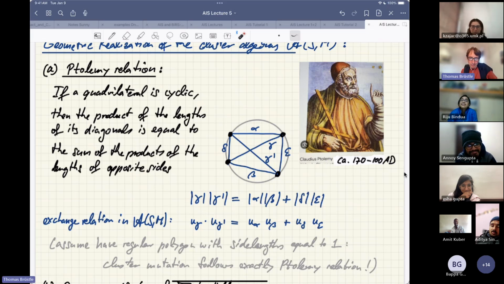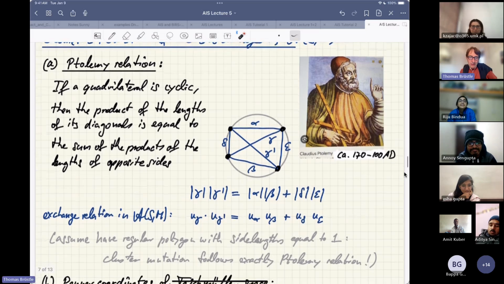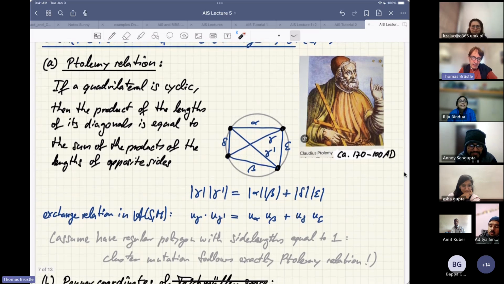And then we want to generalize from the disk to surfaces, and things don't go quite so well for surfaces.